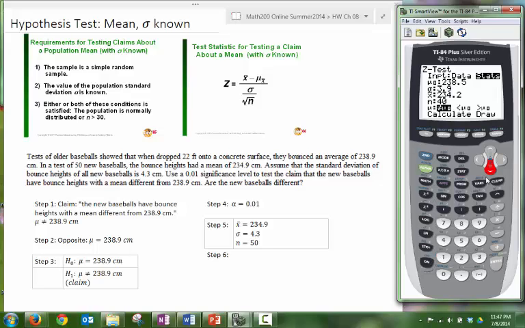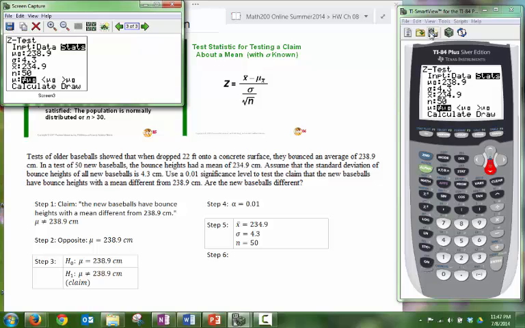We have statistics. Our mu is 238.9. Our sigma is 4.3. Our x bar is 234.9. We have 50 baseballs that we're testing. And this option is our alternative hypothesis, which is selected. And so we just need to have it calculate for us.